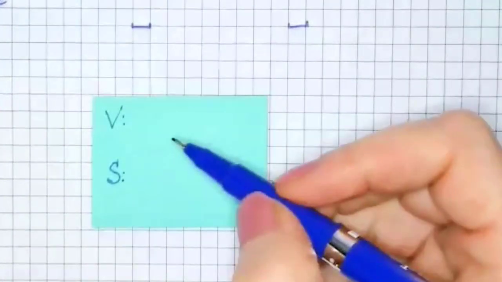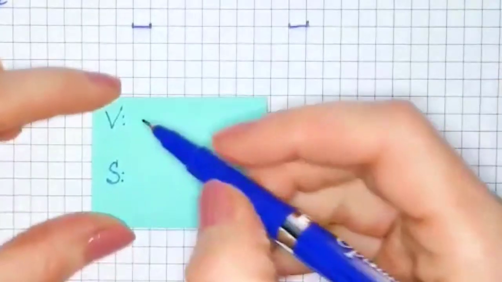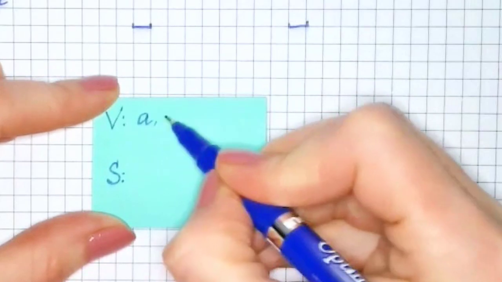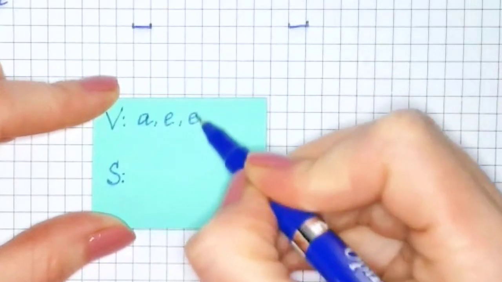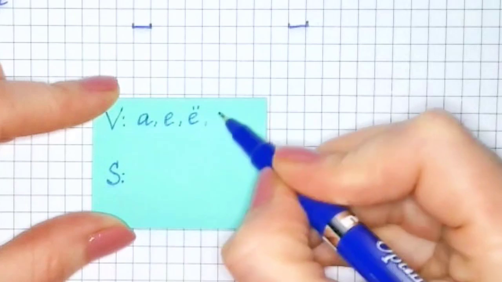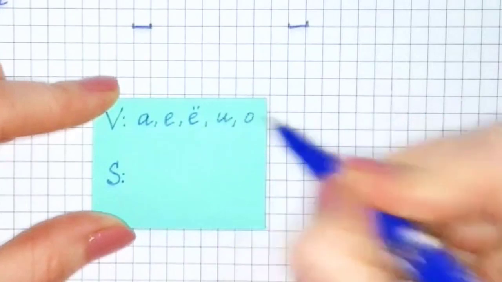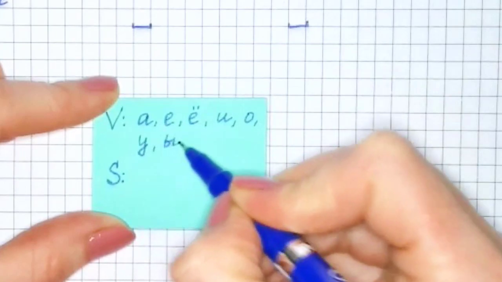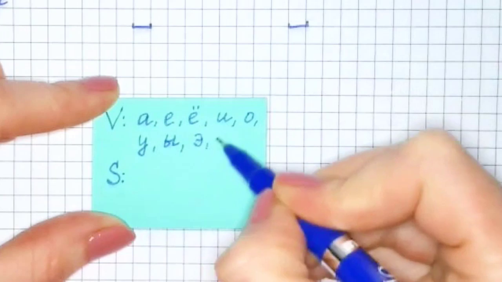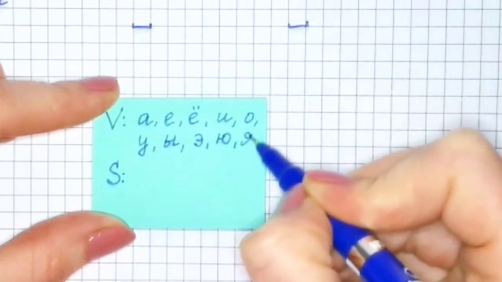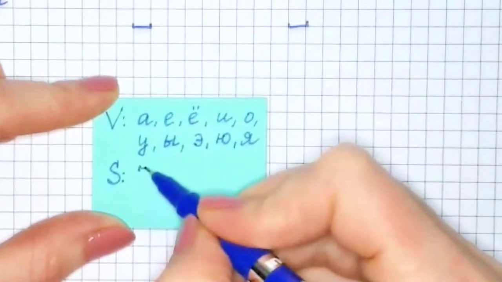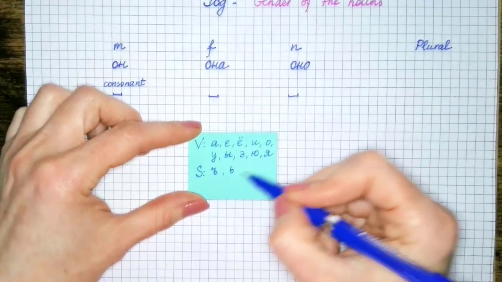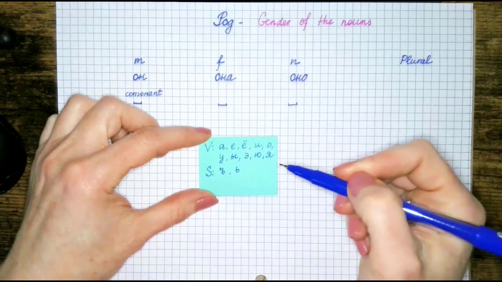So let's review the Russian vowels. There is 10 of them, and I'm going to write them as they appear in the alphabet. А, Е, Ё, И, О, У, Ы, Э, Ю, Я. And then we have two signs, hard sign and soft sign. So if it's not a vowel or a sign, it's going to be a consonant.